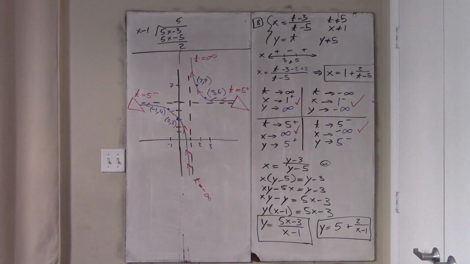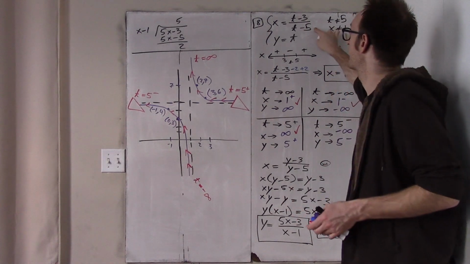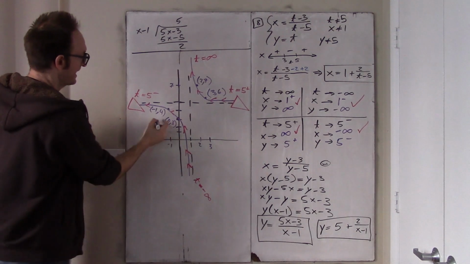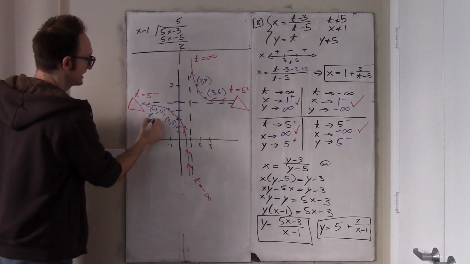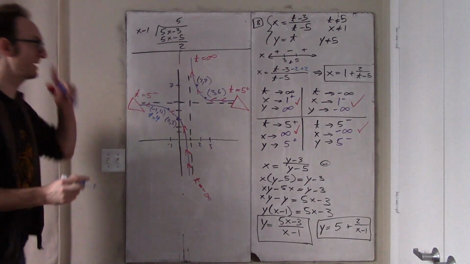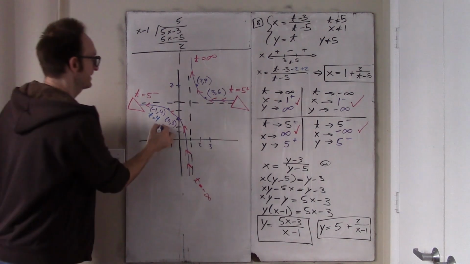If I wanted to be cool, I could plug in some more t values, say, what's a good one? If I plug in 4, I think I get 1 comma 4. No, if I plug in 4, I get 1 over negative 1, so I get negative 1 comma 4. So this point here is t equals 4. And, oh, okay, I bet I can just do this, right? Because if I plug in t equals 3, then now that will be this one.